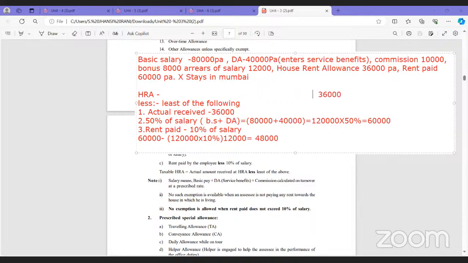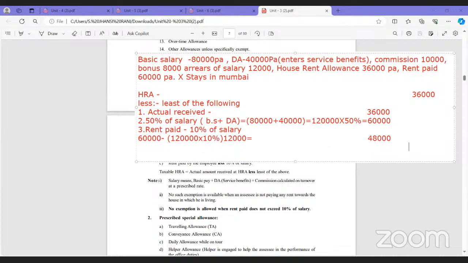Now we have three figures. The first point, actual HRA received, is 36,000. The second point, 50% of salary, is 60,000. And the third point, rent paid minus 10% of salary, is 48,000. What is the first rule? If he is living in his own house, there is no exemption. He did not mention whether he is living in his own house, so we assume he is living in a rented house. Next, rent paid should always be more than 10% of salary. Rent paid is 60,000 and 10% of salary is 12,000, so it is more, and we will receive an exemption. Out of these three, 36,000, 60,000 and 48,000, which one is the least? 36,000. So that is the exemption he is receiving.